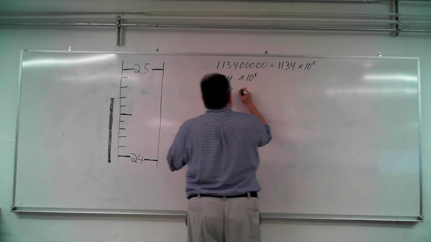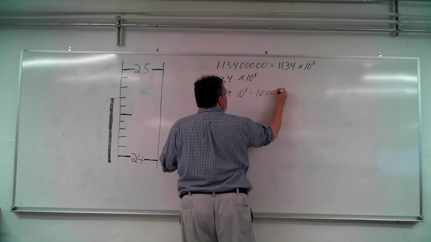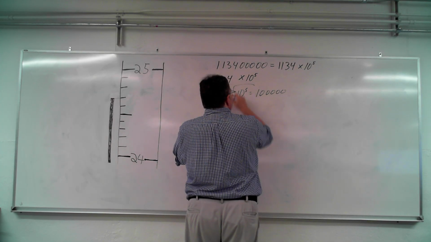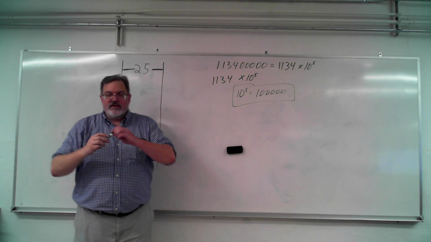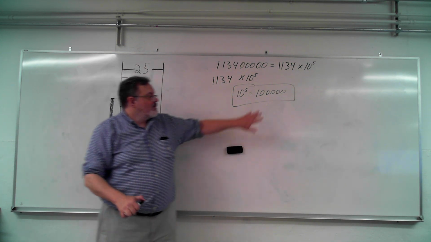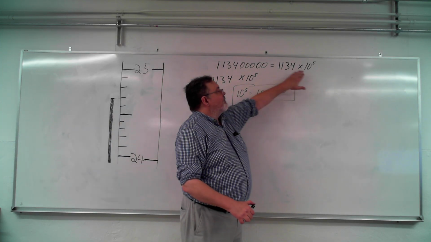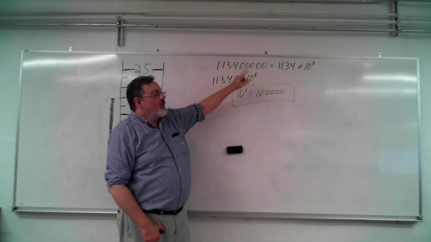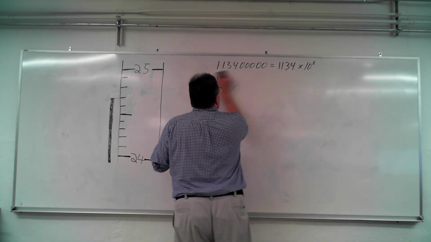10 to the 5 is the same as 10 to the 5. 1, 2, 3, 4. That's what 10 to the 5 means. I'm guessing you guys know that much. That 10 to the 5th power is 5 zeros. And if I take this number and multiply it by 10 to the 5, I get this original number. That's using scientific notation.